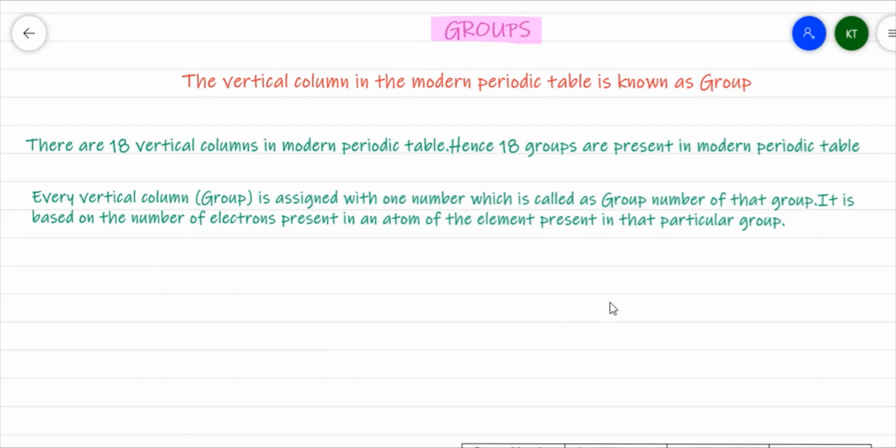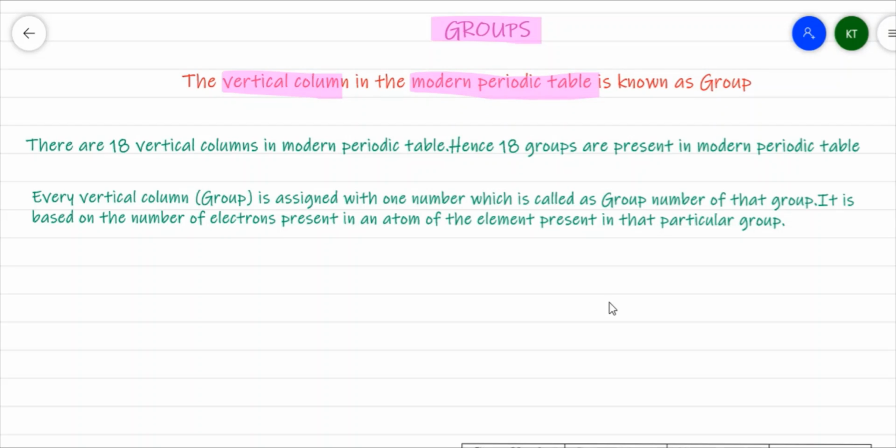What are groups? Although we have covered the basic idea of groups, now we are going to discuss in slightly more detail the various groups present in the modern periodic table. The groups are basically vertical columns present in the modern periodic table.